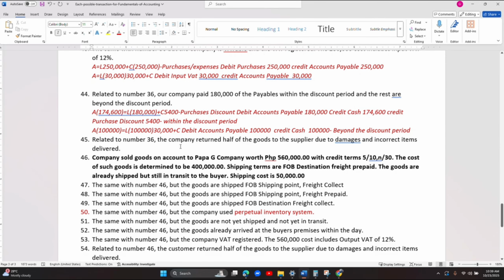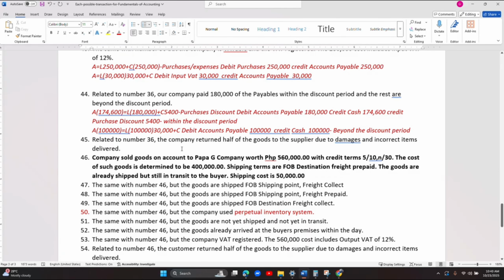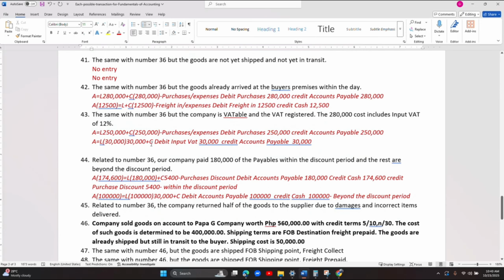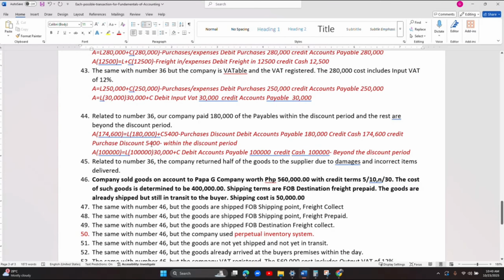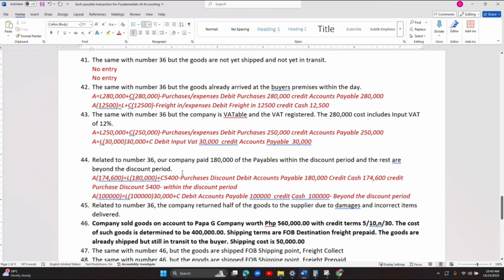That's it for number 44. Now, number 45. Since it is related to number 36, it means it is not related to 44. It's just related to number 36. Again, the assumption is that each transaction or line item is independent of one another unless it is expressly stated, just like this, that it's related to an item. So on number 36, we already know the transaction.